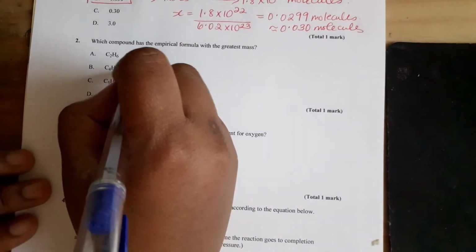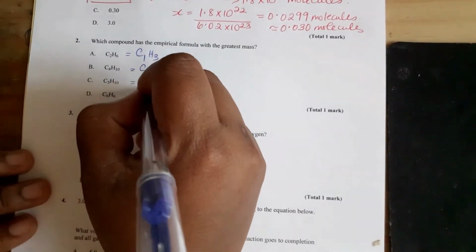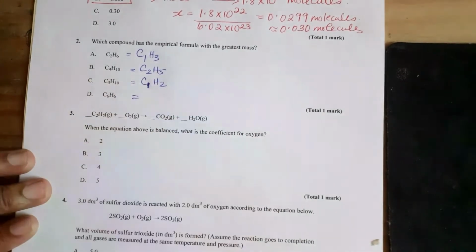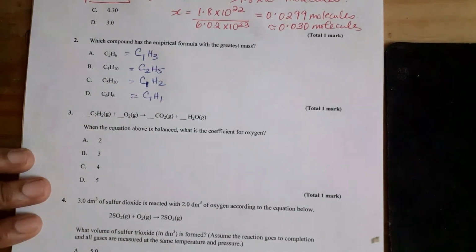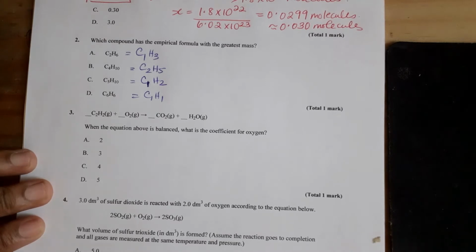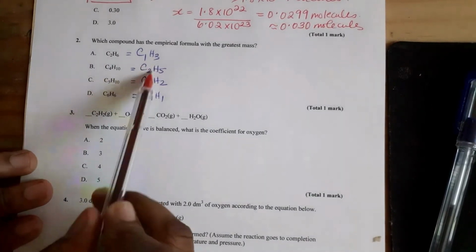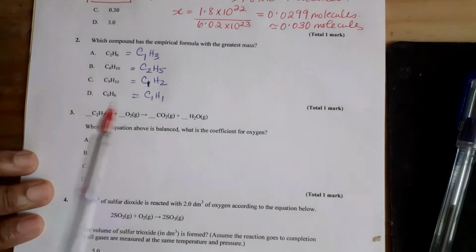For B, that would become 2 to 5. For C, that would become 1 to 2. And for D, that would become C1H1. So we have found the simplest whole number ratio. And the one with the greatest mass would be the one that has the greater number of atoms, which in this case happens to be compound B, which has 2 carbons, 5 hydrogens. That's a total of 7 atoms.